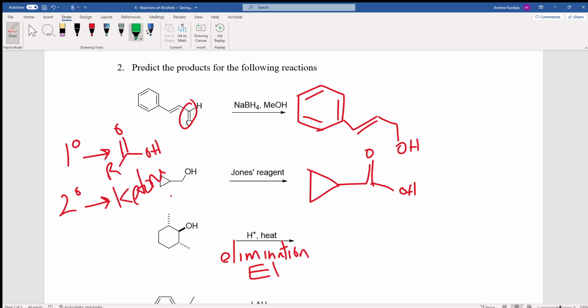Now we have two carbons that are adjacent to the alcohol that both have hydrogens on them. But in this case, it doesn't matter. The entire molecule is symmetric, and so it ends up not mattering which of those two carbons we remove the alcohol from. And so we end up with an elimination product.